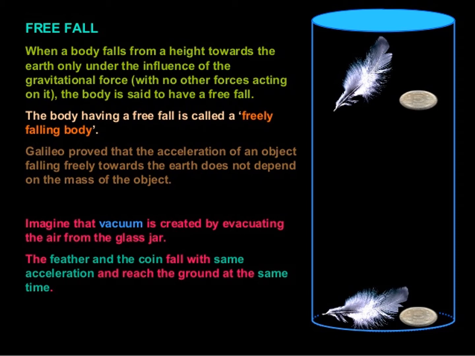So we are seeing here in the figure that vacuum is created by removing the air from the glass jar, and the feather and the coin are falling simultaneously to the ground. So whatever the situation is here, it is the situation for free fall. It means only the gravitational force is acting, and this was proved by Galileo, that the acceleration of an object falling freely towards the earth does not depend on the mass of the body, it is independent of the mass of the body.